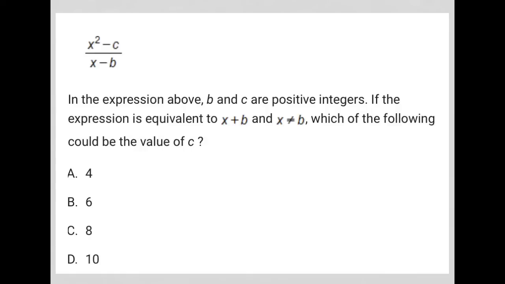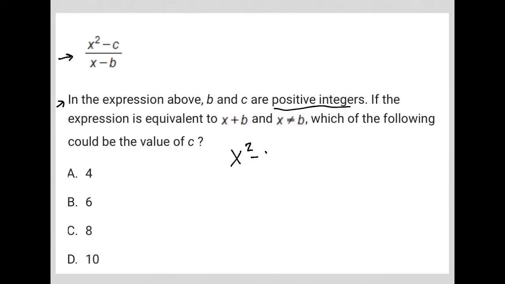So this question starts off by providing us with this expression here, x squared minus c divided by x minus b. The question goes on to say, in the expression above, b and c are positive integers, so that's good to know. If the expression is equivalent to x plus b and x does not equal b, okay, so first of all, let me just translate what that just said. If the expression is equivalent to x plus b, what does that mean?